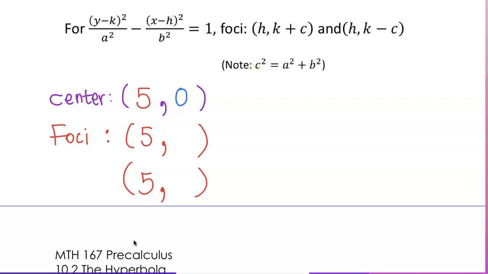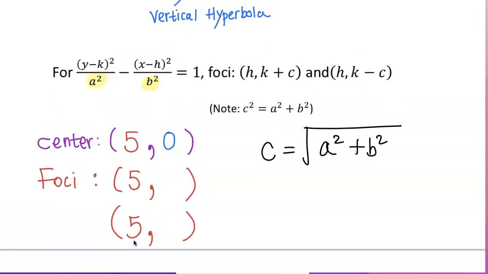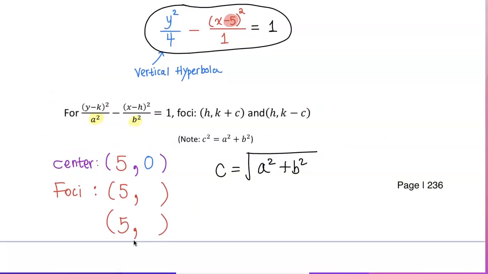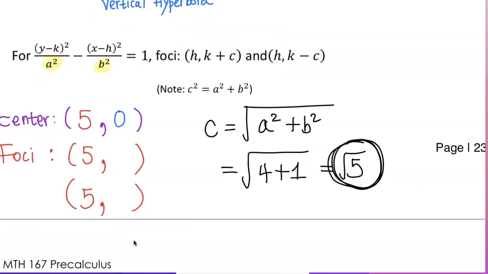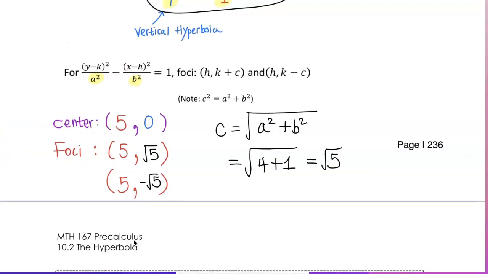So here's how you find c. If you want to find c, take the square root of a squared plus b squared. A squared and b squared are just the denominators of these hyperbola fractions. So what are our a squared and b squared in our standard form? A squared is 4, b squared is 1. So c is going to be the square root of 4 plus 1, which is square root of 5. This is the number you have to add to the y coordinate of the center. So if you do 0 plus square root of 5, you will get square root of 5 for the first y coordinate of the foci. Now, if you want to find the other one, do 0 minus square root of 5, which is going to be negative square root of 5. So that is how you can find the foci of a hyperbola.